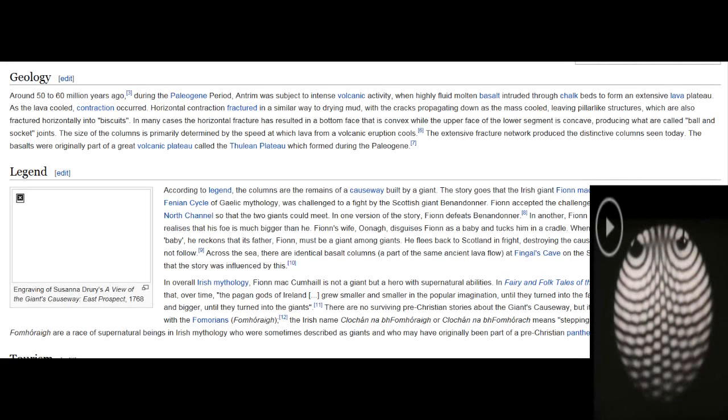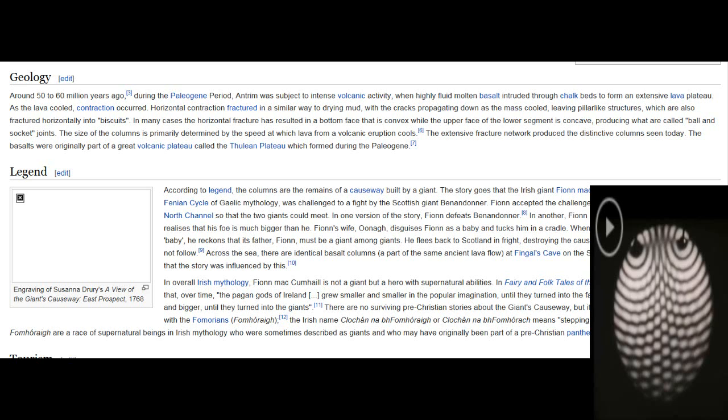50-60 million years ago, during the Paleogene period, Antrim was subject to intense volcanic activity. That I can agree with. When highly fluid molten basalt intruded through chalk beds to form an extensive lava plateau. As the lava cooled, contraction occurred. Horizontal contraction fractured in a similar way to drying mud, with the cracks propagating down as the mass cooled, leaving pillar-like structures which also fractured horizontally into biscuits. In many cases, the horizontal fractures have resulted in a bottom face that is convex, while the upper face of the lower segment is concave, producing what is called ball and socket joints.